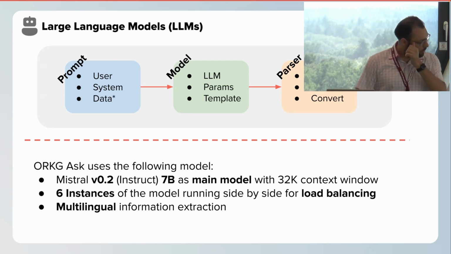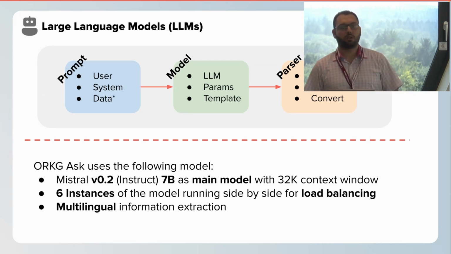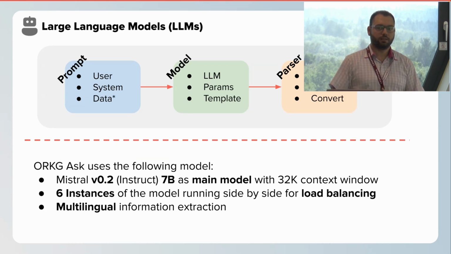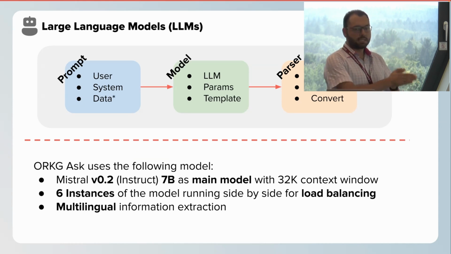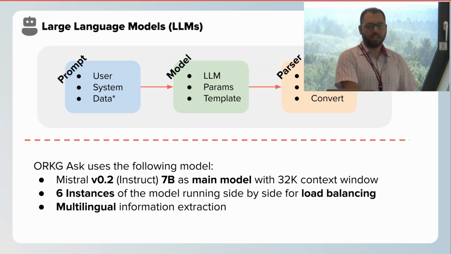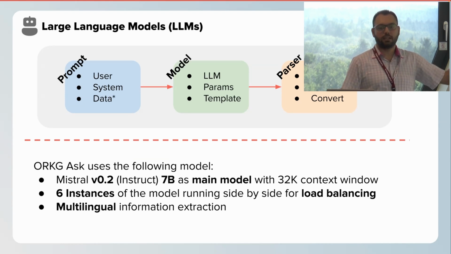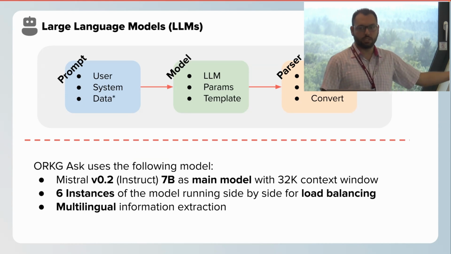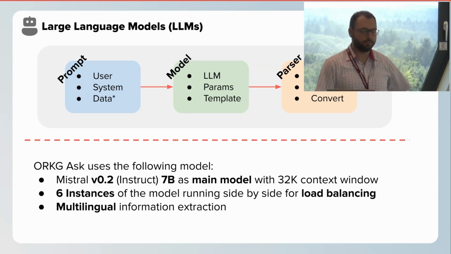Also, our prompts and the way we invoke the model can handle multilingual information extraction. If the question is coming from a different language, we can also instruct the model to respond in that language. Let's say you want to ask something in German, then you could also receive the answers in German, although the data that you're looking at is English, for instance, or Chinese or whatever.